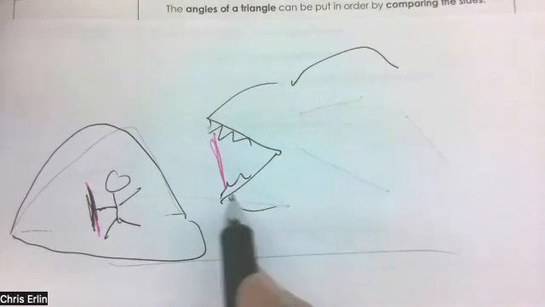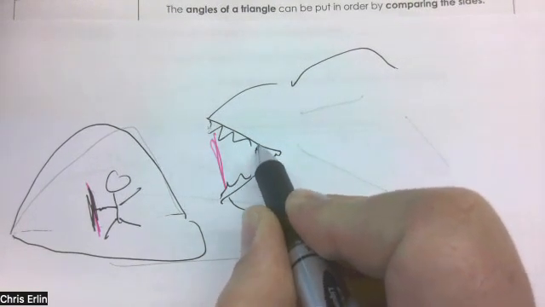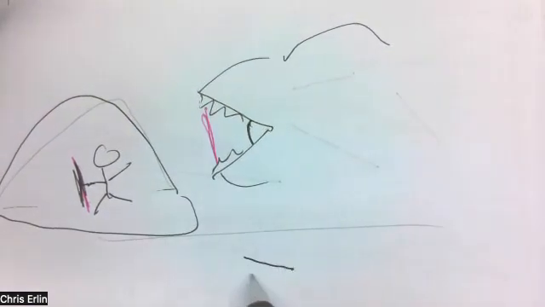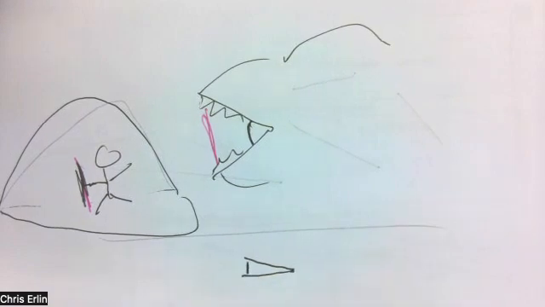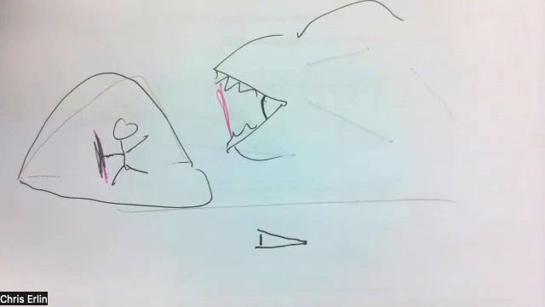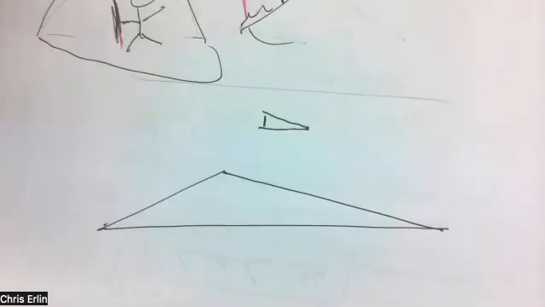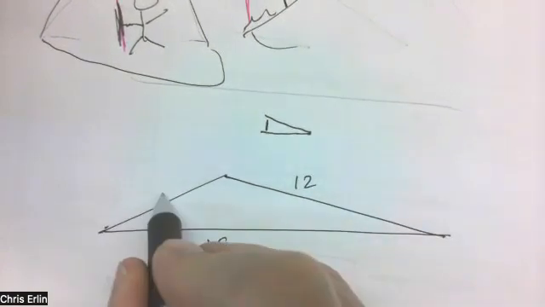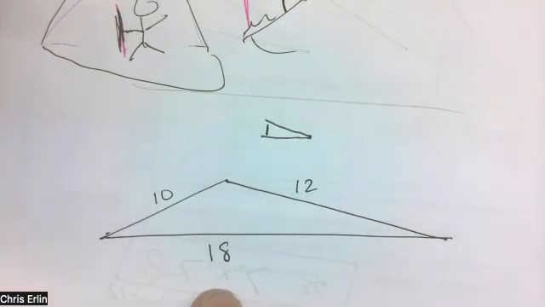Okay. So I use this analogy to talk about the fact that if the dinosaur's mouth is really big, then you need to put a big stick in it. If the dinosaur's mouth is really narrow, then you can only put a little stick in it. And this is called the triangle inequality theorem. It says that if I have a triangle and I tell you that this is 18 and this is 12 and this is 10, I know which is the biggest side. And from that, I should be able to determine what's the biggest angle.